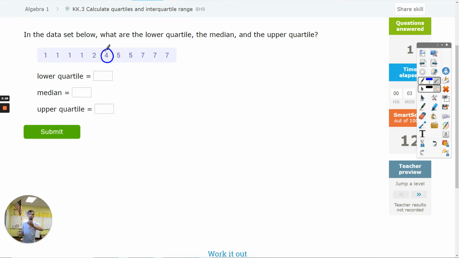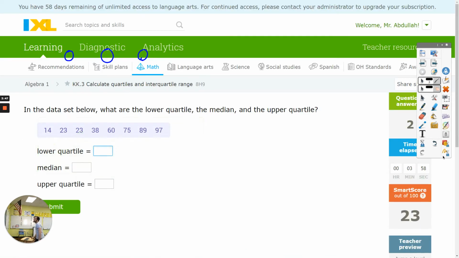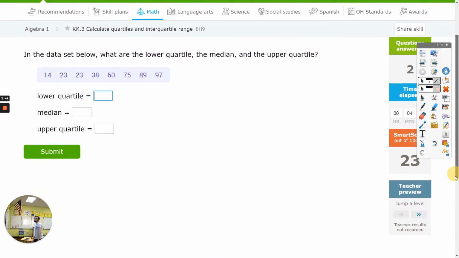Now I have 5 numbers to the left of 4 and 5 numbers to the right of 4. This one right here is in the middle, and that one is in the middle. 1, 4, and 7 are going to be my numbers. 1, 4, and 7. Okay, next question.